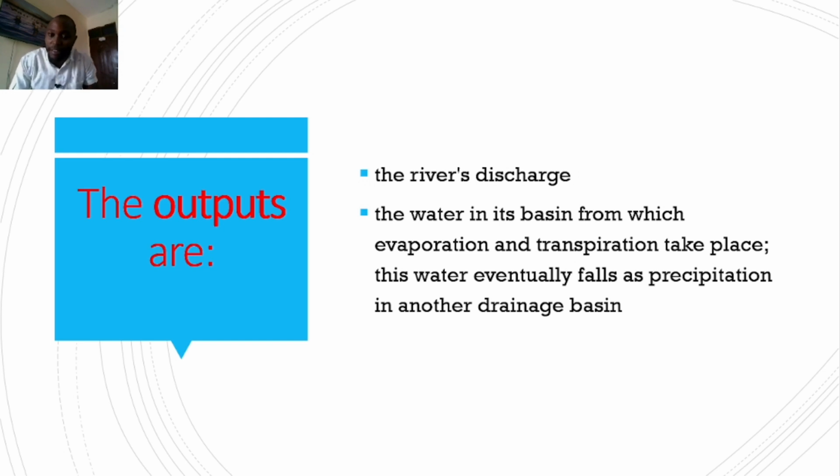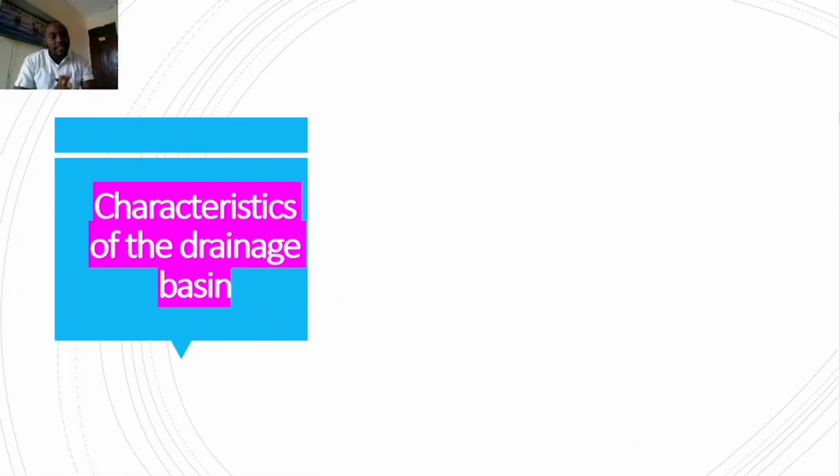Okay, this water eventually falls as precipitation in another drainage basin. So when we have precipitation happening in another drainage basin, not really from outside, but now from inside to another drainage basin, it's an output. Understood? Yeah, so now let's look at the characteristics of this drainage basin.